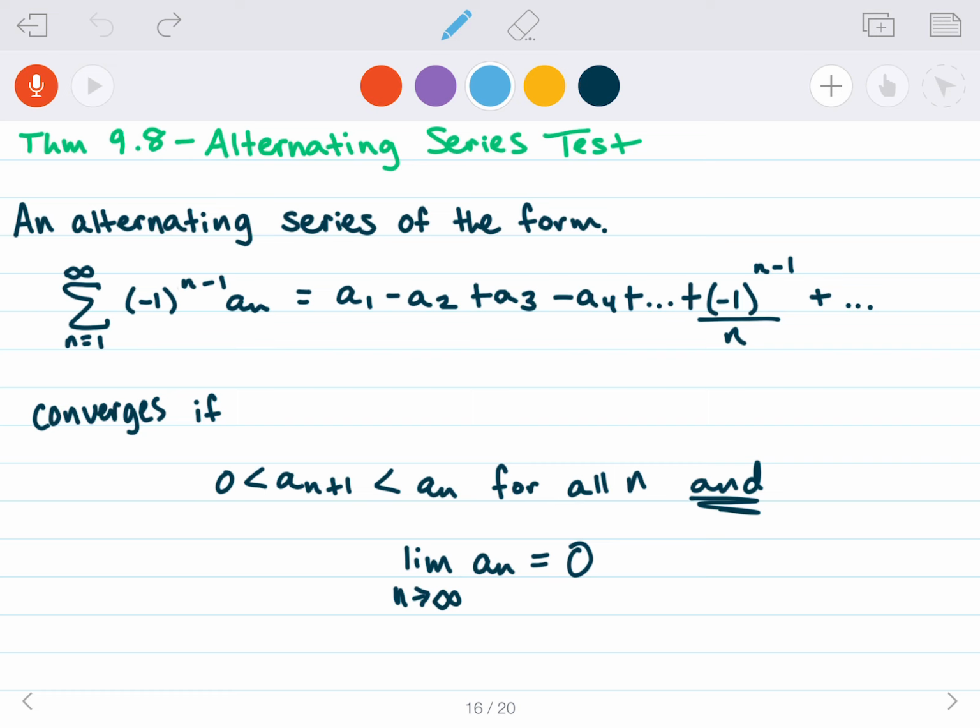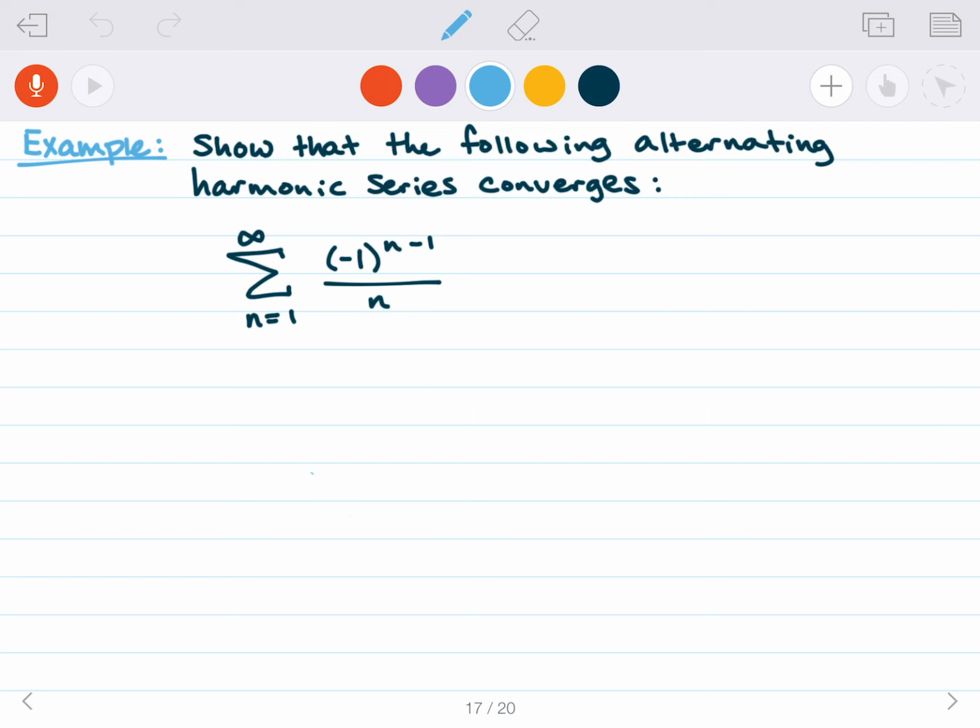And here's the test. If we have an alternating series of this form, then it's going to converge if these two conditions are true. The first condition is that a sub n plus 1 is less than a sub n and positive for all n. And the second condition is that the limit as n goes to infinity of a sub n equals 0. So let's go ahead and show that this alternating harmonic series converges.